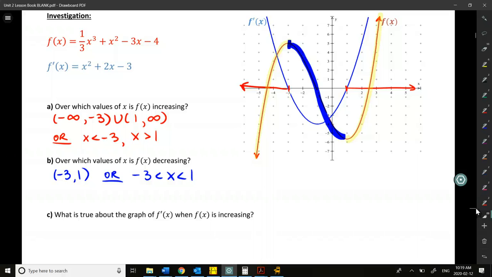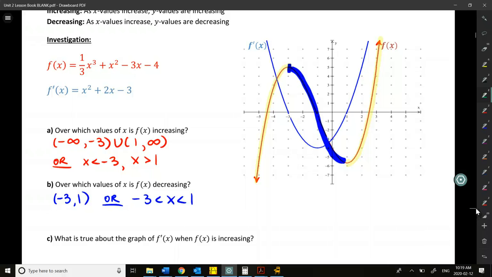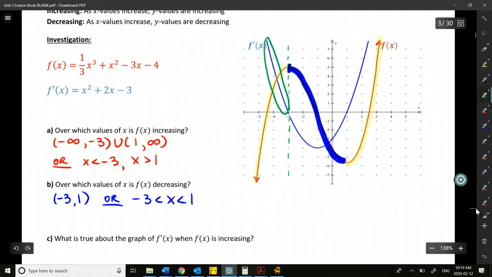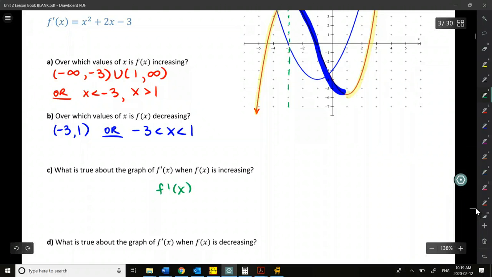Did you guys notice anything about the connection between f of x and f prime of x when f of x is increasing? Essay? When f of x is increasing, f prime of x is above the x-axis. Right, so all the way up to this point right here, when we're increasing, you'll notice that f prime of x is in the positive section of the graph. So the y's there are positive. So f prime of x is positive when f of x is increasing. When we say positive, we mean it has positive y values, in other words, it's above the x-axis.